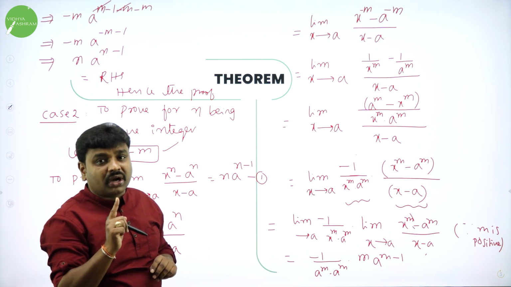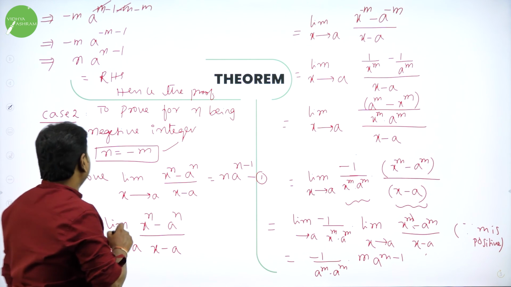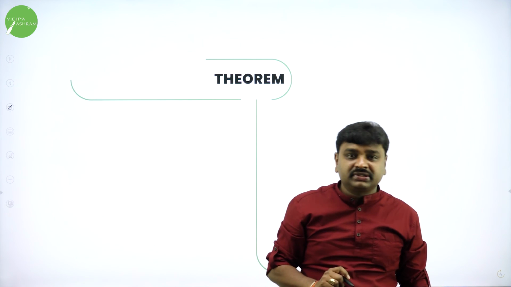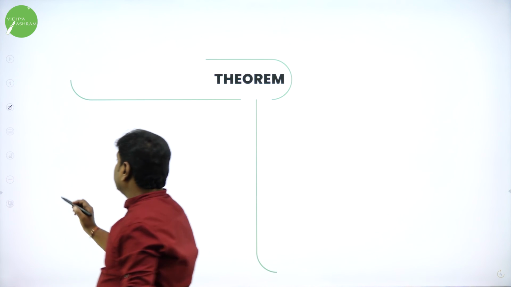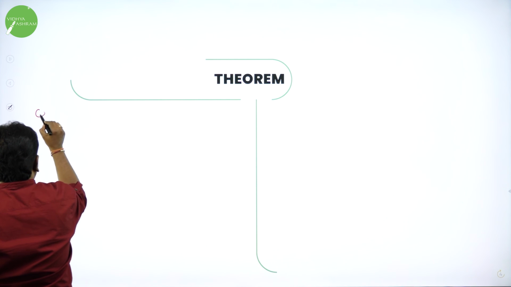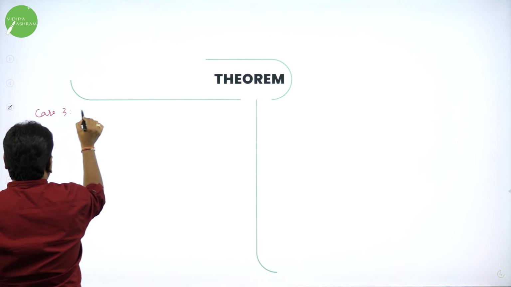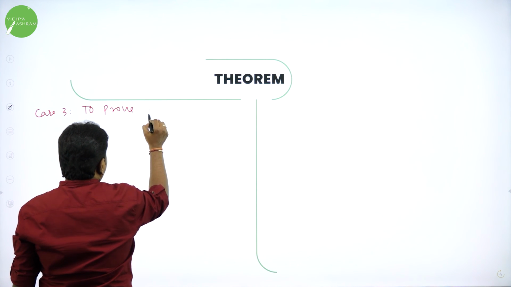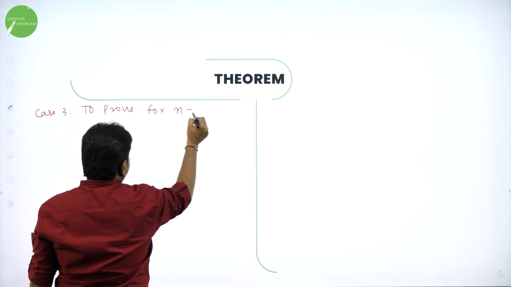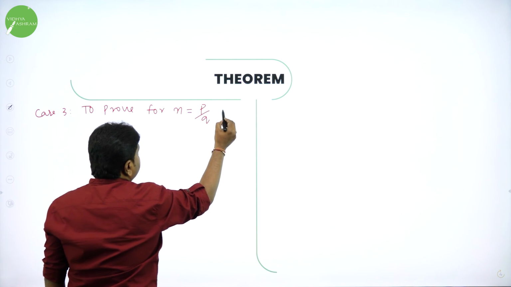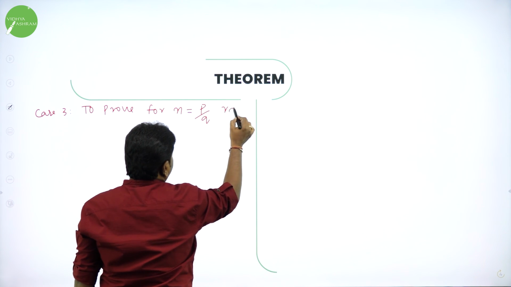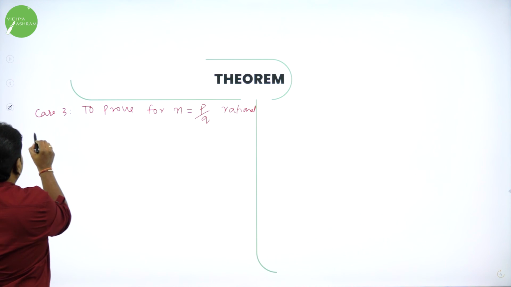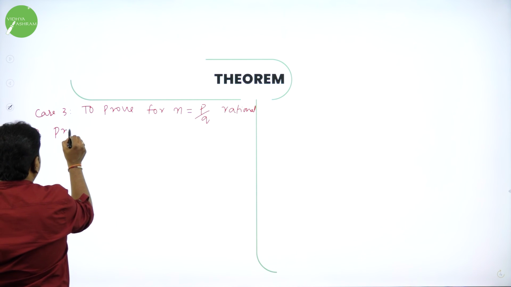Now I need to prove for what? Rational numbers. So now case 3. Case 3 will prove for rational numbers. So I will start case 3, to prove for n equal to rational p by q. All of you know p by q is rational. So now what do we need to prove? The same theorem.